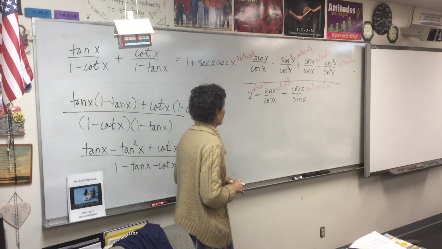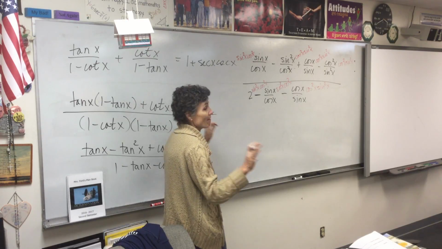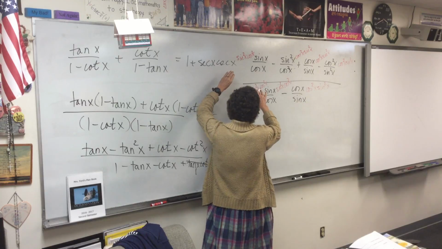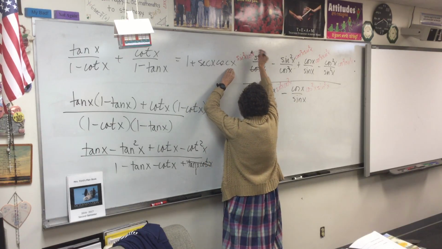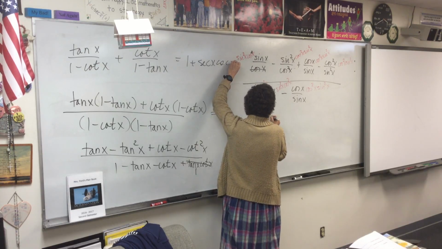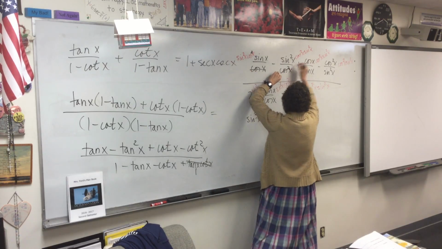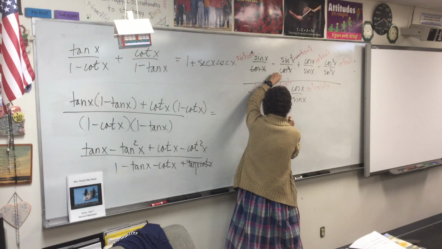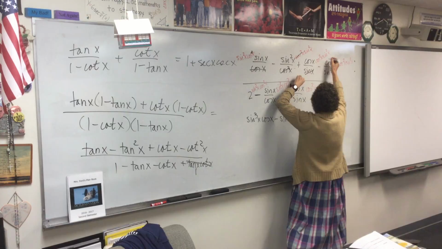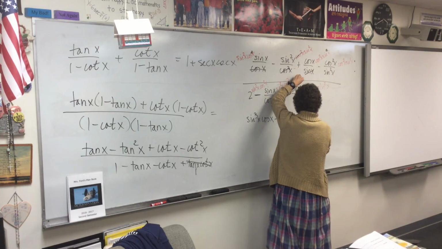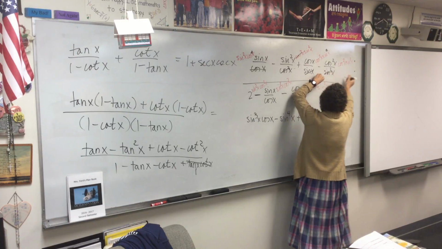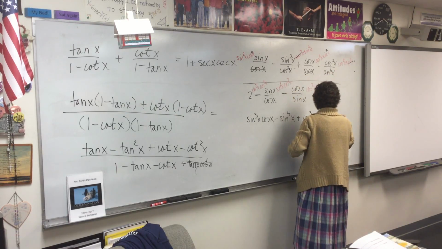Now, what is the purpose of multiplying everything by the common denominator? Well, some things are going to cancel. So I have sine cubed cosine minus sine to the fourth plus cosine cubed sine minus cosine to the fourth.